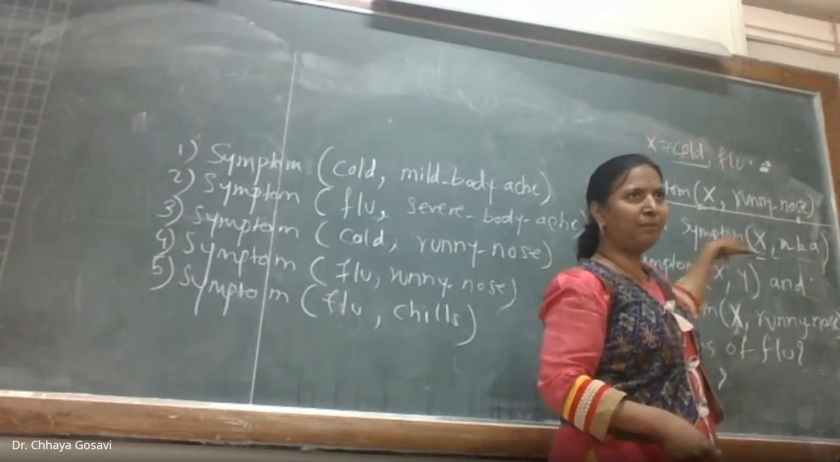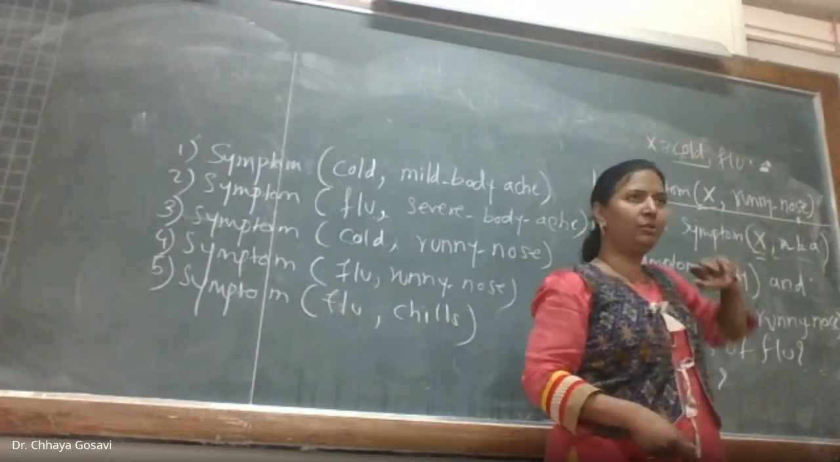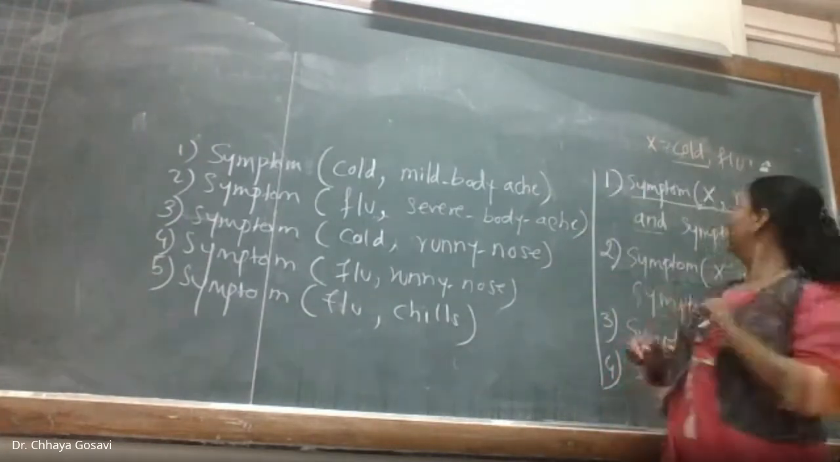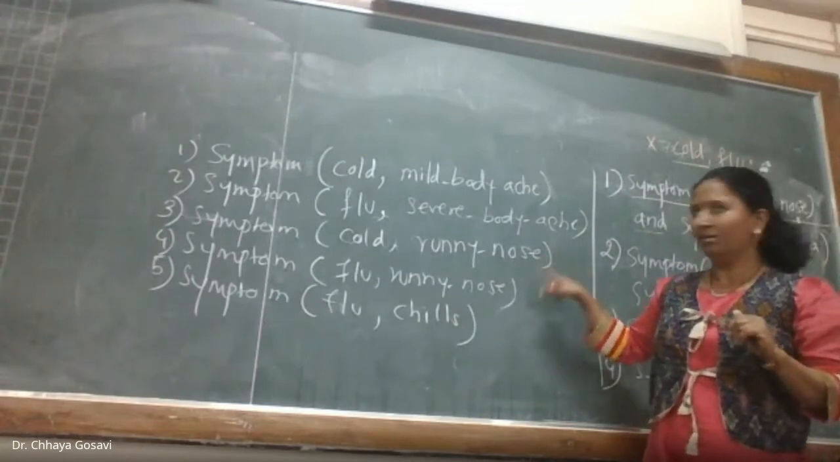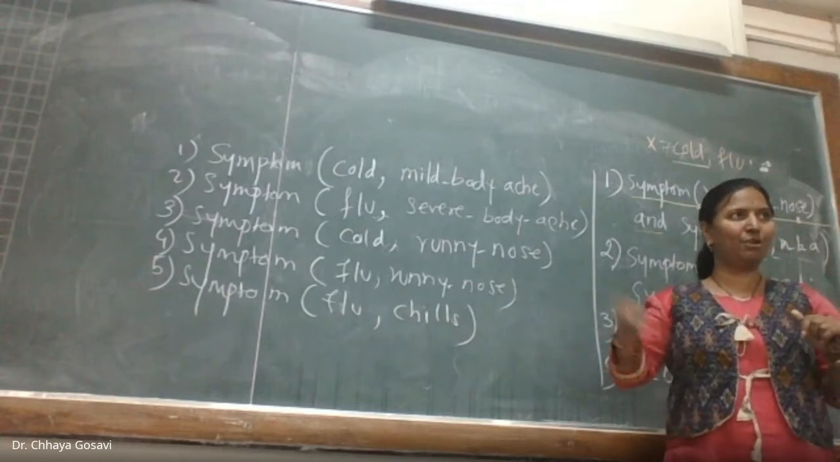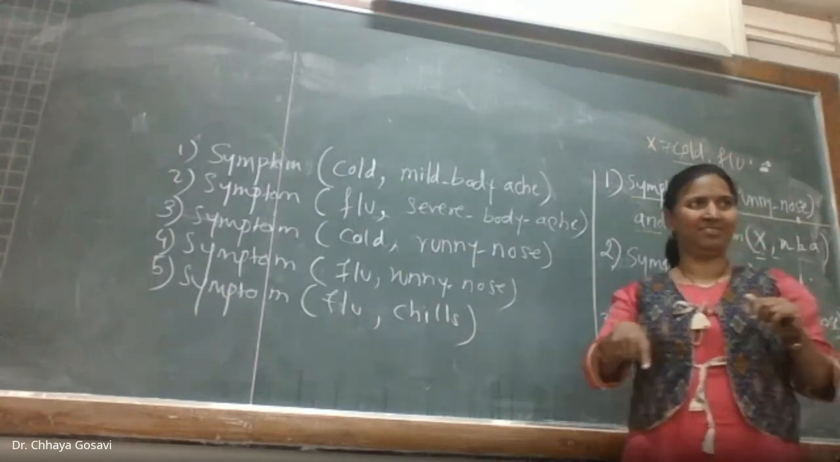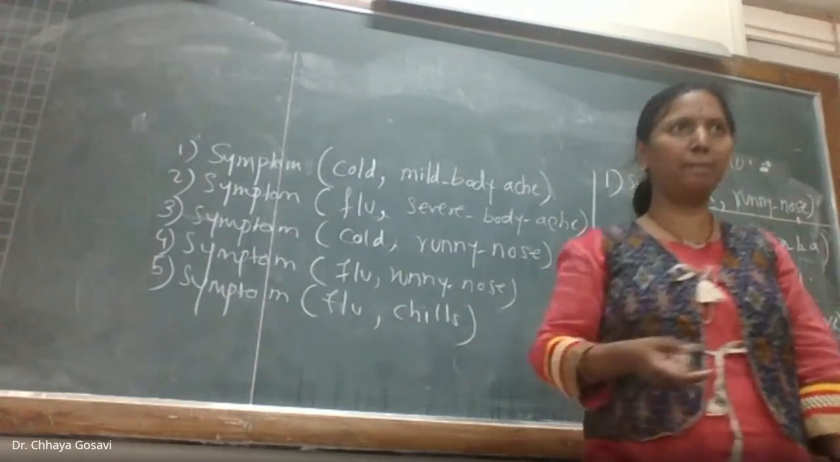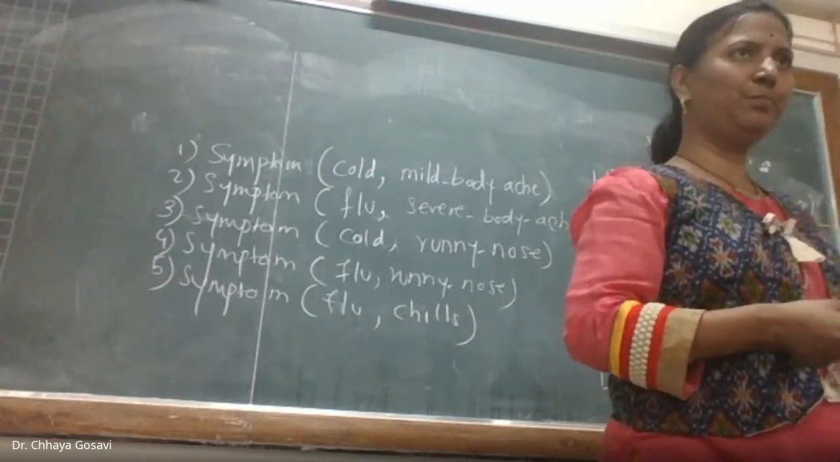X comma Y and Q comma Y. Then it will return two things. It will return the answer runny nose for Y. We want the answer X.